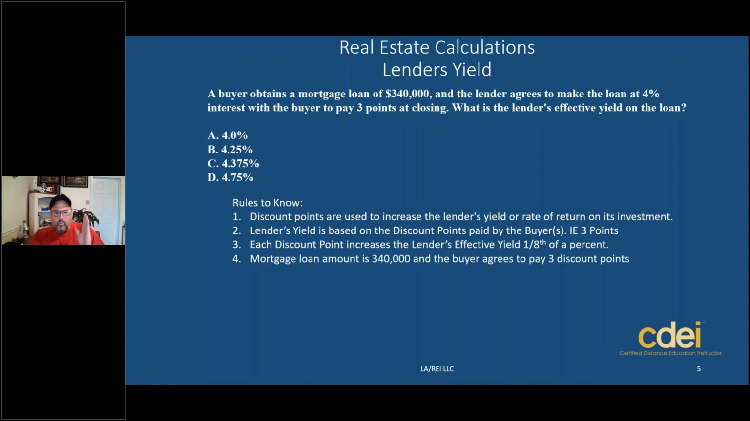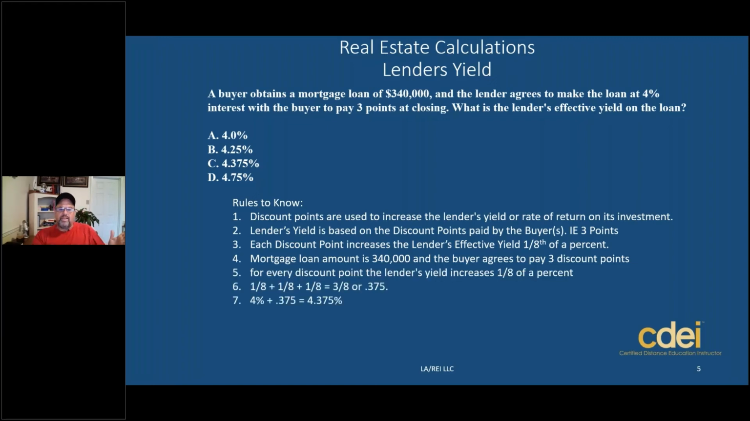Now, the mortgage loan they give you is $340,000. Be careful with this because they could give you an LTV, and you have to calculate the LTV to get a loan amount. Here they just give you the loan amount. They may have a bigger question that involves calculating a loan amount using the LTV principle, as we discussed in one of our sessions as well. So the mortgage loan is $340,000, and the buyer agrees to pay 3 discount points. Remember, each discount point increases the lender's yield 1/8%.